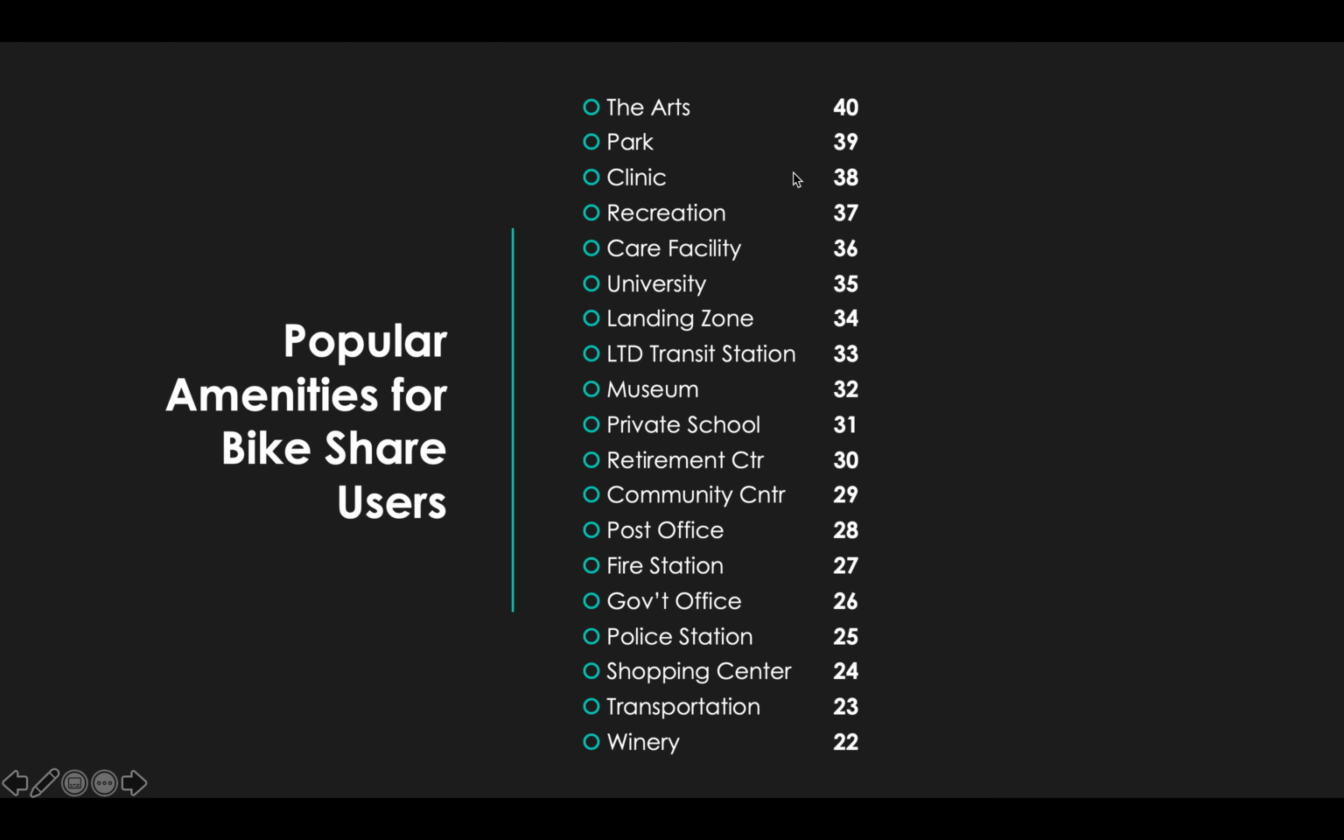And then here are the amenities that I chose, with the most popular at the top, the least popular at the bottom, and I gave each of these amenities a score, with 40 being the most popular, and then 22 being the least popular, but still the most popular out of all the total amenities.